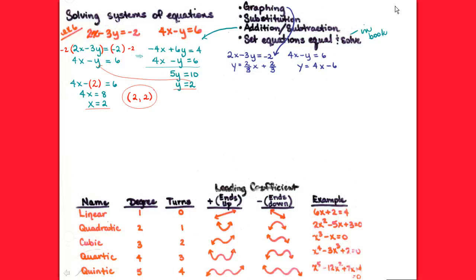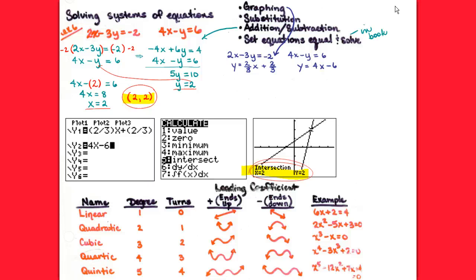Alright, so just a reminder of what we did. We solved each of those equations for y, because that's the only way that we can type them into our calculator. And then we put them into y1 and y2 and hit graph. We tried the zoom standard, and then we ended up going with the zoom 4, the zoom decimal. Then we went to second trace, which was our calculate menu. And we asked it to choose number 5, which was intersect.